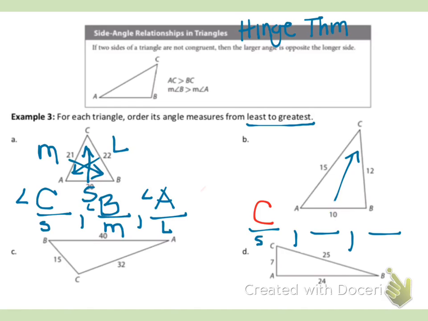Get this out of the way because it's in the way of my answer blank. So then the medium side is this one, which means the medium angle must be over here at A. Okay. And then the only thing that's left is the final angle, which is B, and of course B is across from the biggest side, and so of course that's got to be the biggest angle.